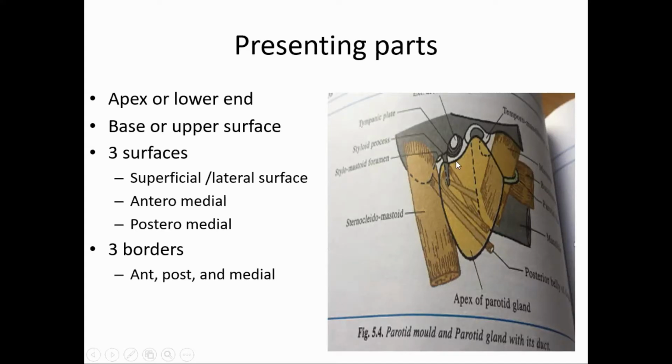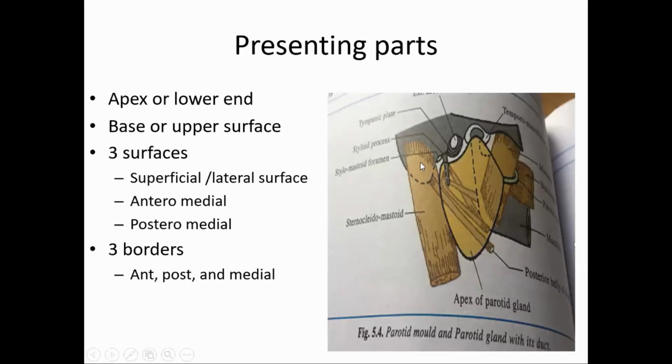So what are the presenting parts of the parotid gland? We said that the gland is an inverted pyramidal or triangular shape, which lies inferior to the external acoustic meatus. See here, this region is called the parotid region. On the parotid region rests the parotid gland. The boundary anteriorly is the ramus of the mandible. Above is the external acoustic meatus.